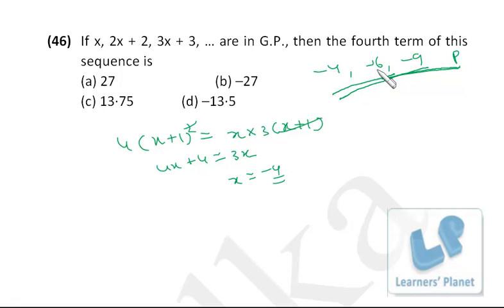Now what is happening? Minus 6 square will be 36, that is the product of minus 4 and minus 9. Similarly, these three terms are in GP, that means the product of this and this will be equal to the square of the middle term. So P minus 6P is actually 81. So P is 81 by 6 in negative, so that's minus 13.5.